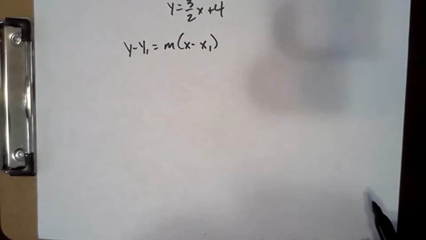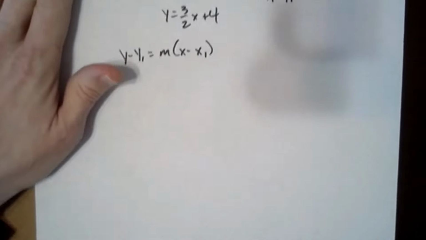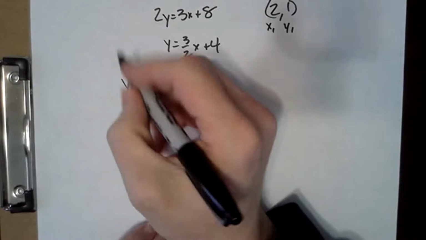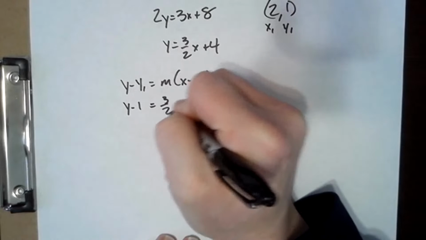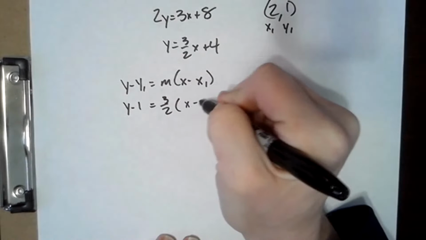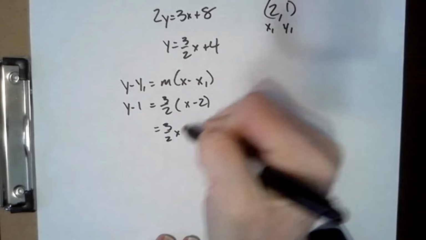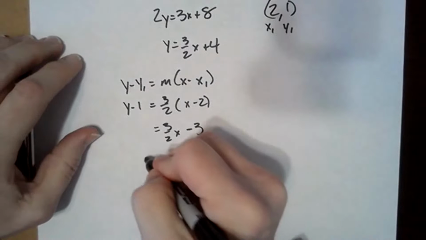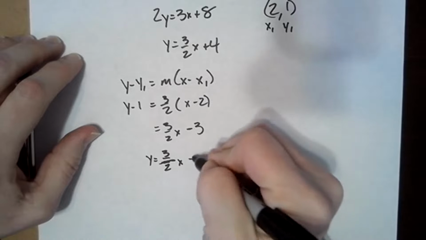And now we will plug in our y1 and x1. Let's move that down so you guys can see that part. We'll just plug in our x1 and y1 into this formula. Y minus 1 equals 3/2 times x minus 2. And then we'll multiply on this side. It's 3/2 x minus 3. And then we'll add 1 to both sides. Y equals 3/2 x minus 2.